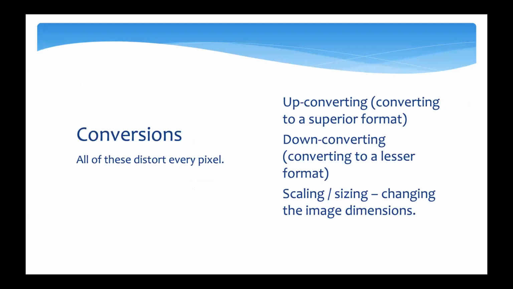All right. Conversions. When you're changing screen sizes or scaling, you're up converting if you're going to a higher format. So if you go from HD to 4K, that's considered an up conversion. If you're going from 4K down to HD, that's a down conversion. In either case, you're going to change the image size. You're going to change the quality. So conversions of any kind, up converting or down converting, will alter every pixel.